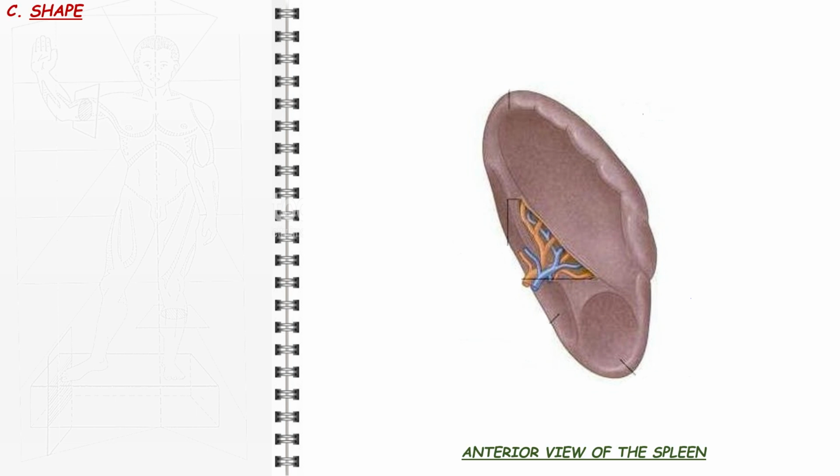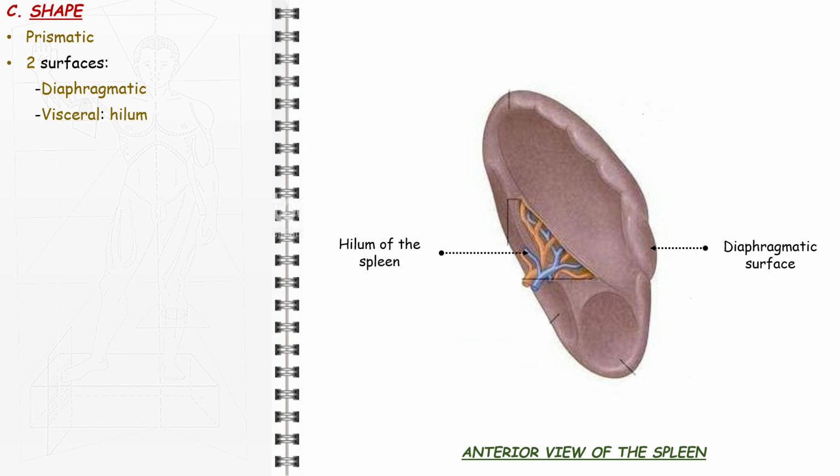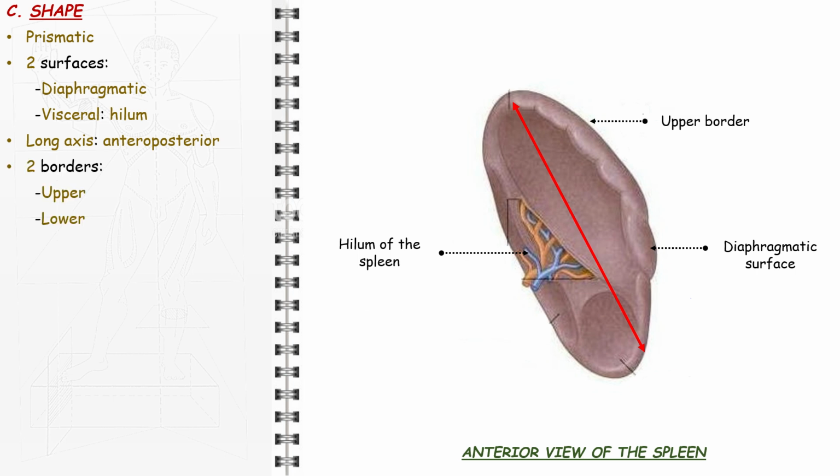The spleen is prismatic in shape and contains two faces, two borders and two ends. Its diaphragmatic surface is molded into a reciprocal convexity of the diaphragm. Its visceral surface contains the hilum and is in contact with the stomach, the left kidney, and the left colic flexure, each of which impresses a concavity alongside the attached splenic vessels. Its long axis is rather anteroposterior alongside the 10th rib and, thus, defines the upper and lower borders and the anterior and posterior ends of the spleen.